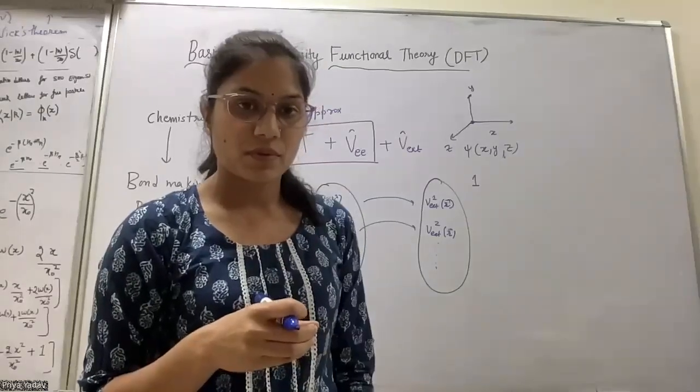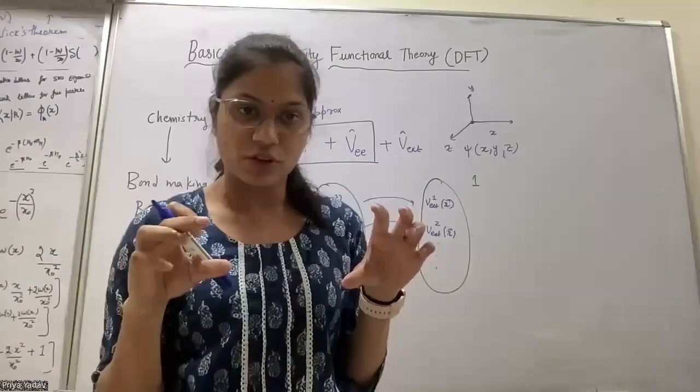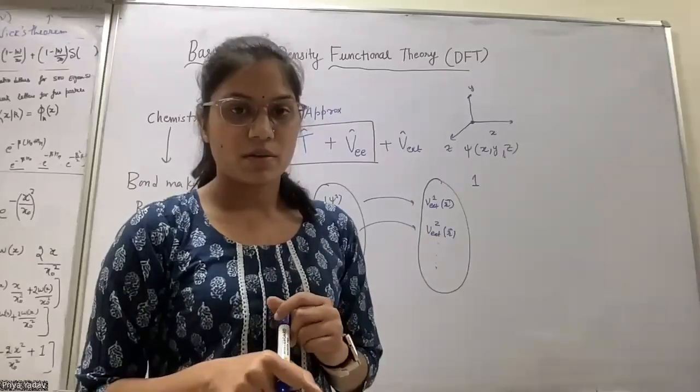For a given number of electrons, that is valid only in the Born-Oppenheimer approximation. For the ground state, I understood it, there is no problem in understanding.